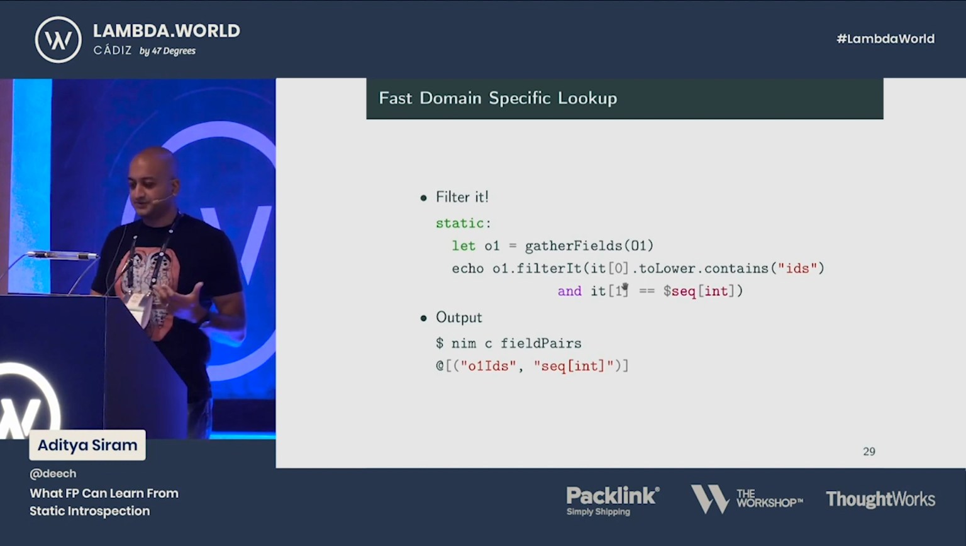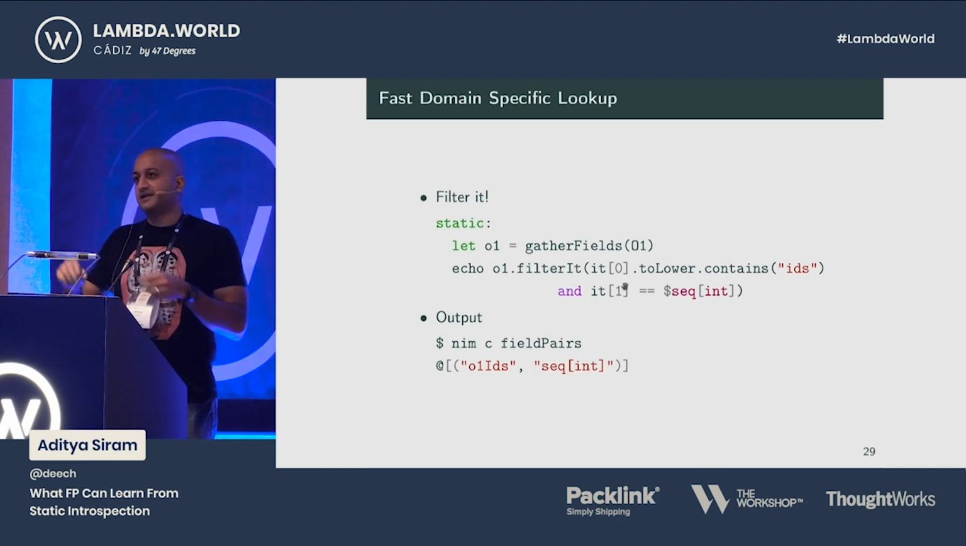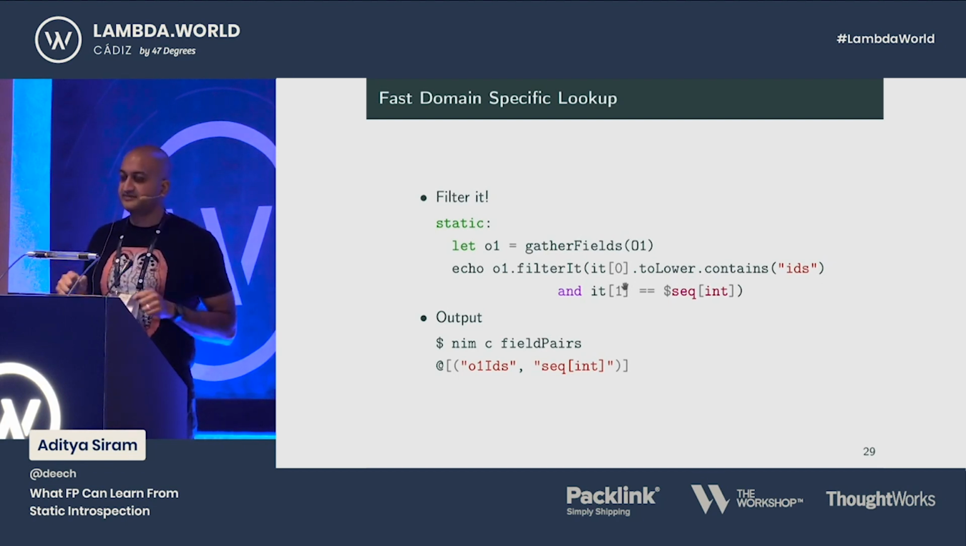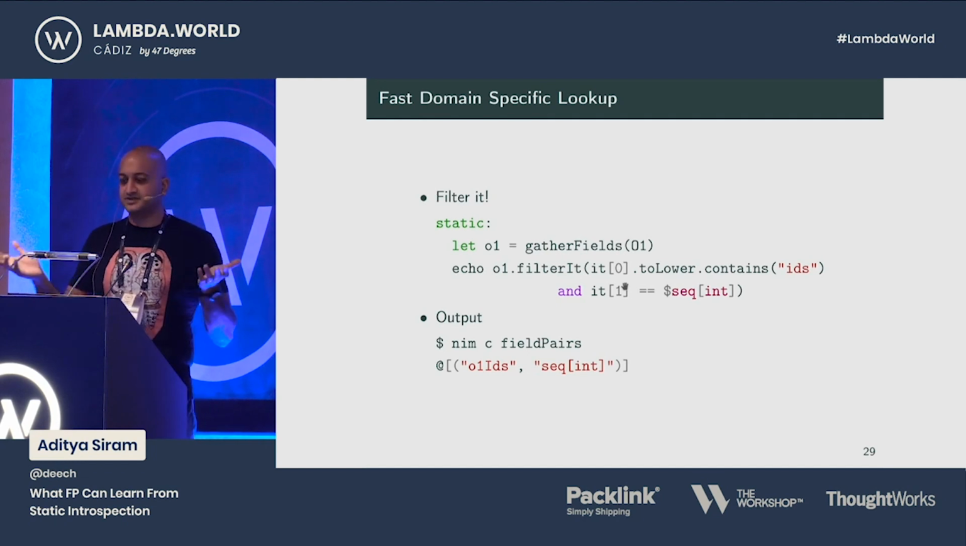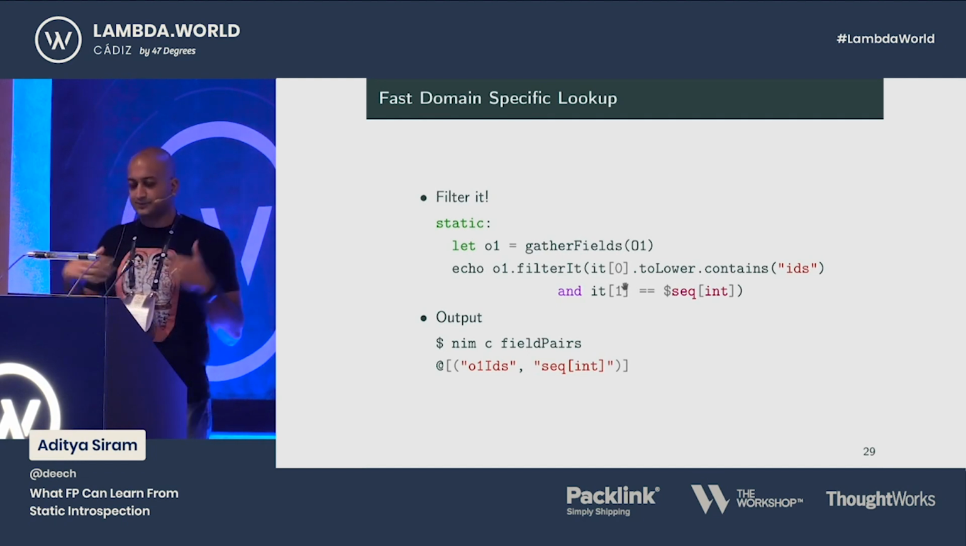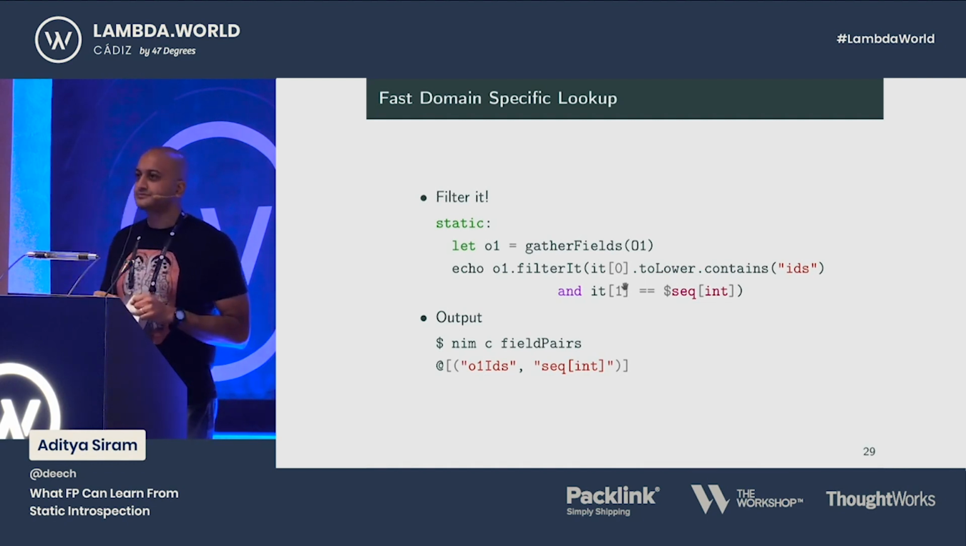I filter those fields and look for, in the first of the tuple, I lowercase it and look for anything that contains an IDS. And in the second of the tuple, I look for anything that is of type sequence of int. And when I run that at compile time, it spits out the field that I want.